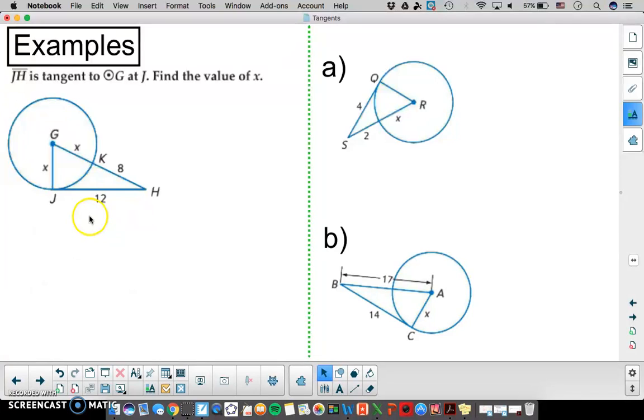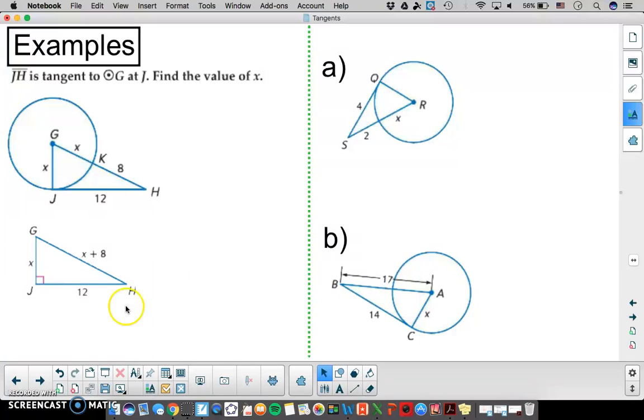Okay, here's some examples. JH is tangent to circle G at J. Find the value of X. We know because JH is tangent to the circle at this point of tangency J that this triangle is a right triangle. So we have the leg of X, the leg of 12, and then the hypotenuse, which is X plus 8. So we could redraw that right triangle to look like this triangle GJH here.